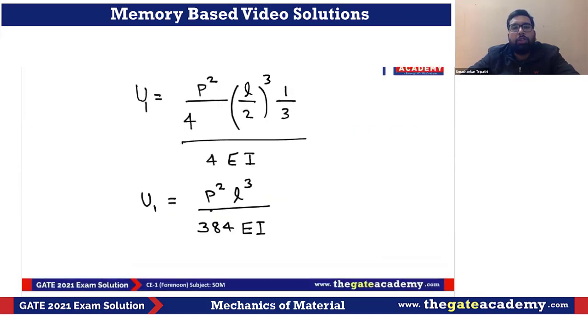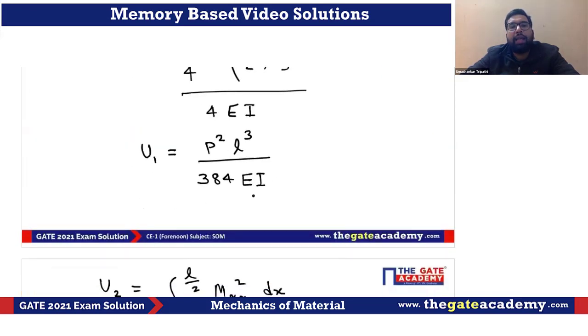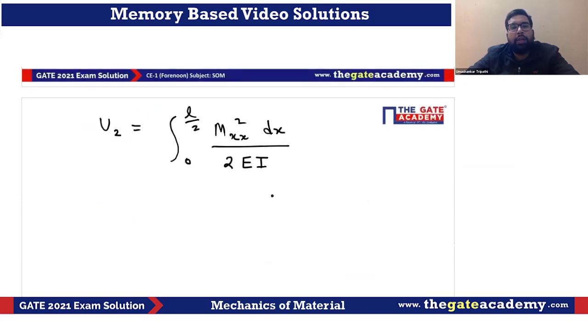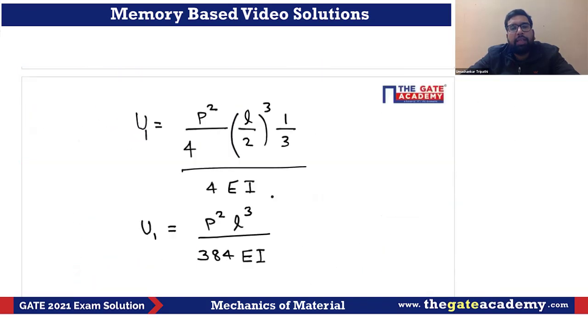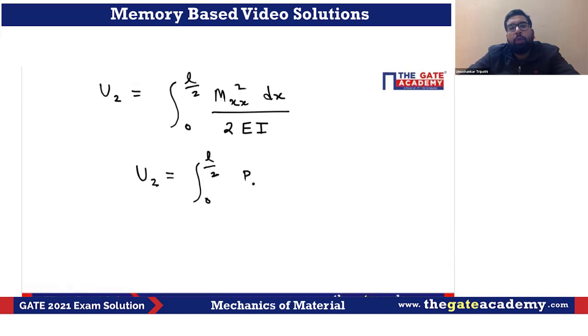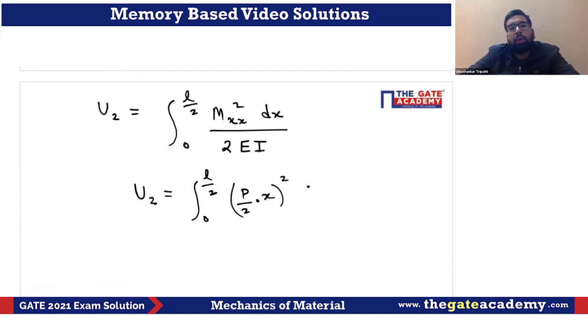So what changed: while I solved for U1, I put 2EI, but here I have to put EI because I can see the flexural rigidity of this BC section is EI only. Now again if I place the value, it is 0 to L by 2. What moment will I get from there? I'll get P by 2 X whole square dx upon 2EI.